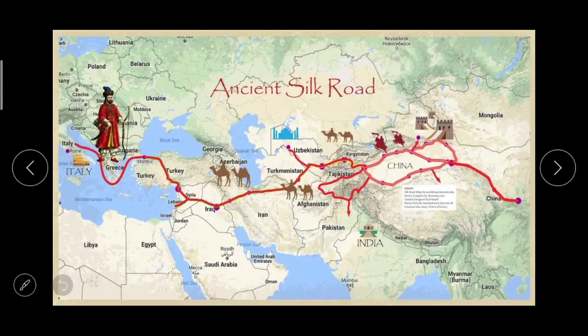The route through the passes was used by many foreign invaders to enter ancient India. Many foreign travelers also came to India by this route. If you observe this map carefully, then you can understand here how the different foreign invaders and travelers came to India by using this route. This is the ancient Silk Road.